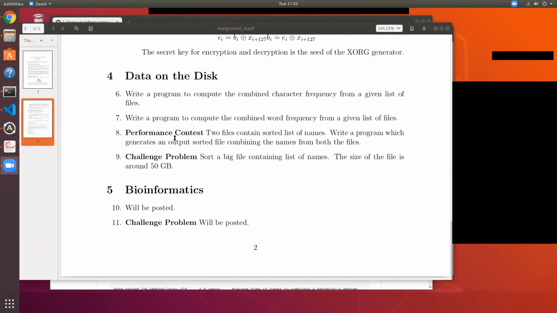Okay, problem 4 is on how to work with data on the disk. Write a program to compute the combined character frequency. You are given, for example, 100 files of data, Wikipedia pages, and you compute the frequency of different characters.